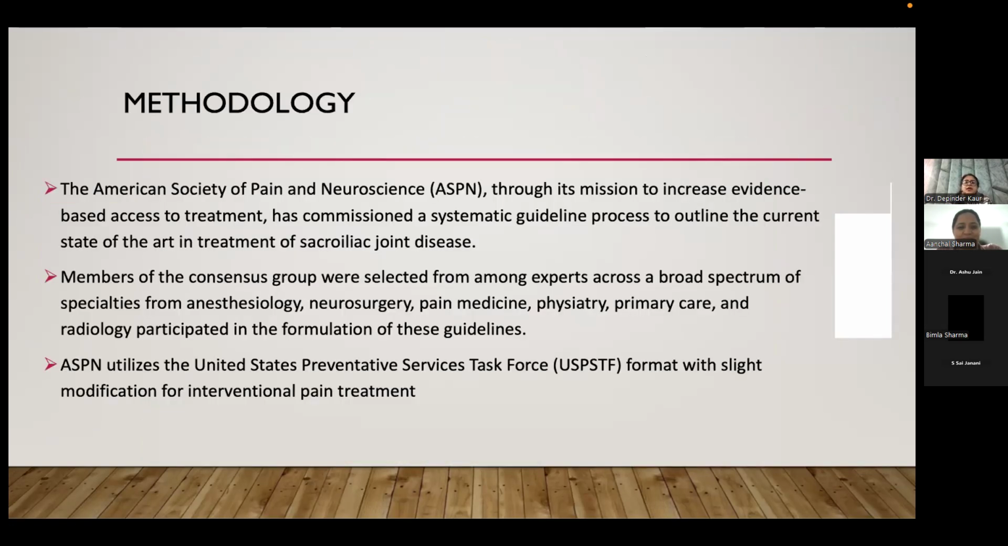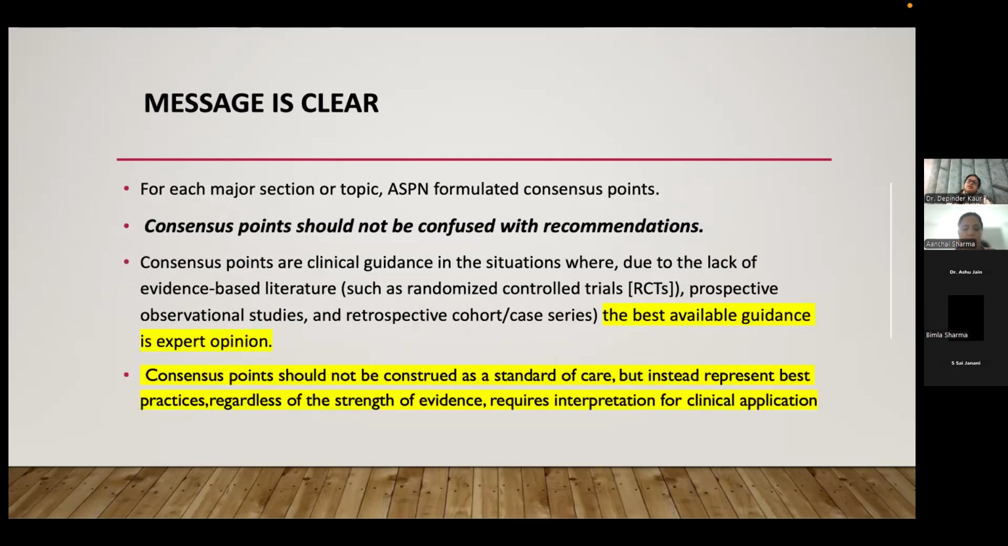Now, the American Society of Pain and Neuroscience, through its mission to increase evidence-based access to treatment, has commissioned a systematic guideline to provide an outline of the state-of-the-art treatment for SI joint disease. Members of the consensus group were selected from different specialties: anesthesiology, neurosurgery, pain medicine, physiatry, primary care, and radiology. They participated in the formulation of these guidelines, and they utilized the United States Preventive Services Task Force format with slight modification for interventional pain treatment.